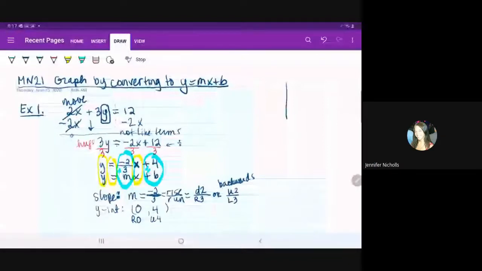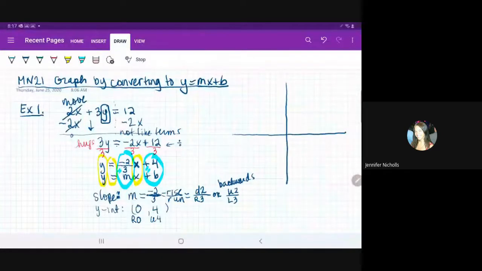Okay, so let's graph. Let's graph. So do you start with the slope or do you start with the y-intercept? So do you remember where our starting point was?